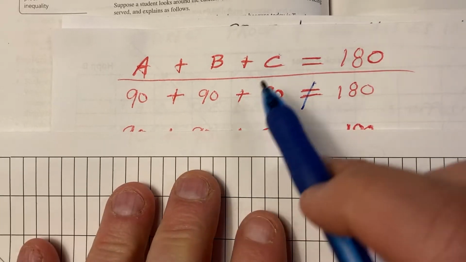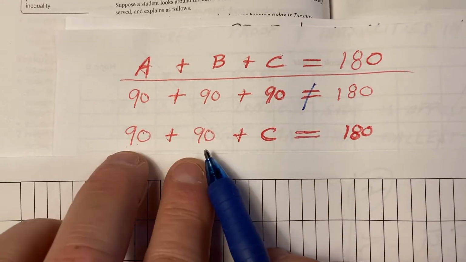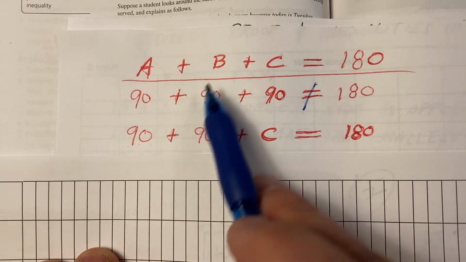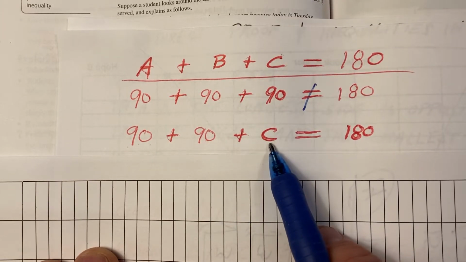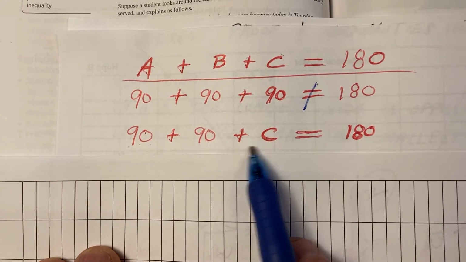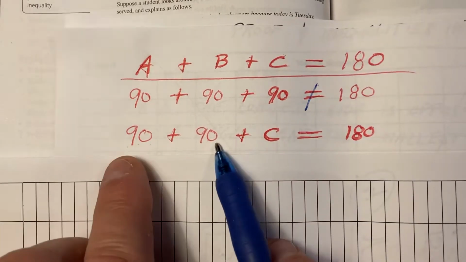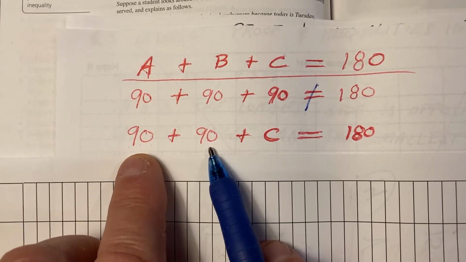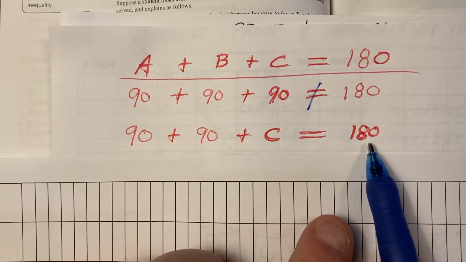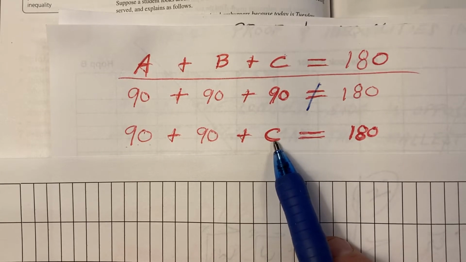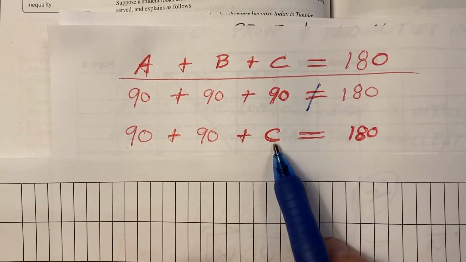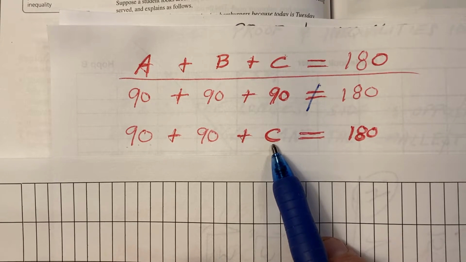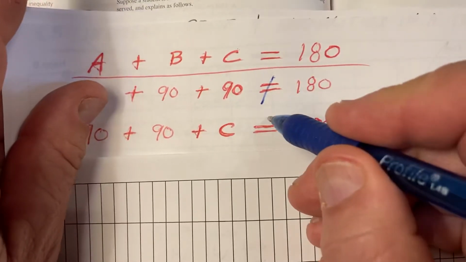All right, let's assume just two of them then. Angle A is 90, angle B is 90, and we'll figure out what C has to be. So 90 plus angle C equals 180. But wait a minute, just these two together make 180, and 180 plus what equals 180? The only way to make this work is if angle C is 0 degrees. You cannot have an angle of 0 degrees because that's called a ray. So that also cannot be true.